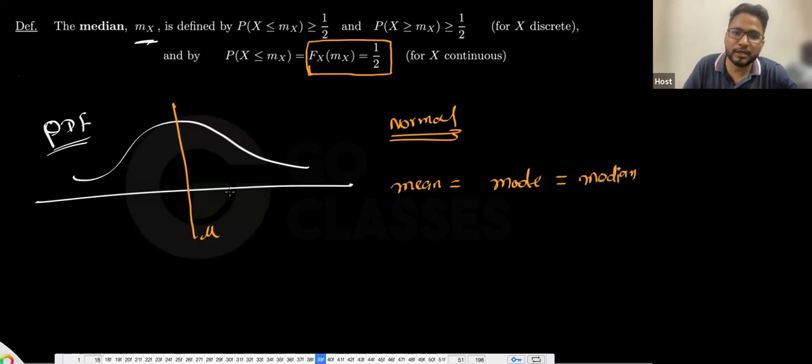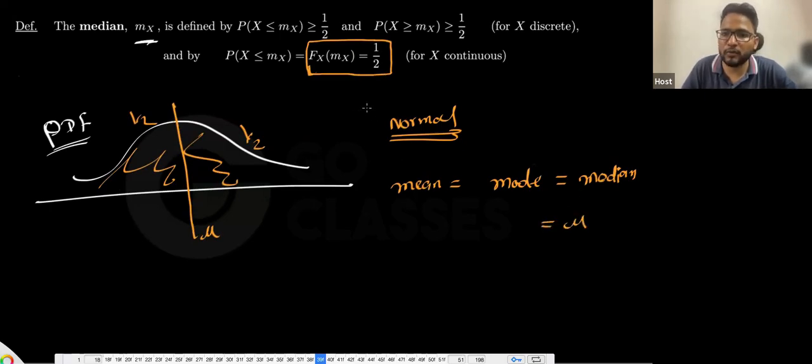Median means that it is at the middle. I mean, there are half the number of points lying here. If you calculate the area, the whole area is one, but this area is 1/2, and this area is also 1/2. So it is satisfying this property. Actually, all are the same for the normal distribution.